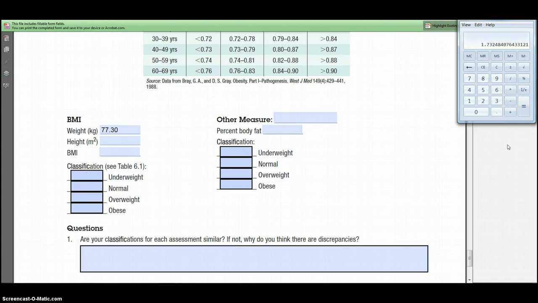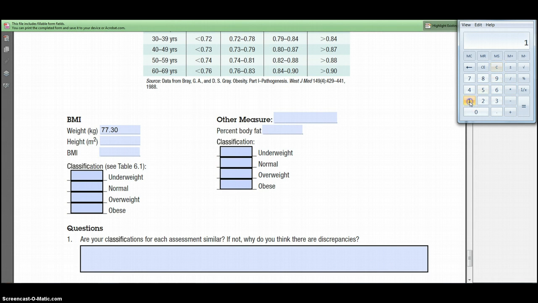Okay. So I end up with 1.73. So write that number down, not my number, but your number. When you took your height in inches and you divided it by 39.25, what number did you end up with?